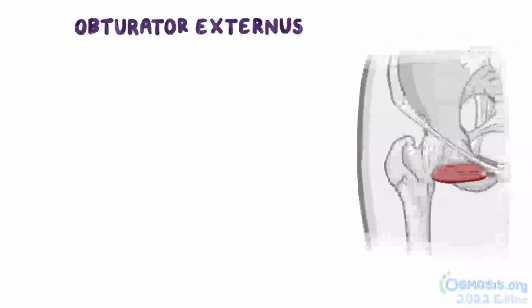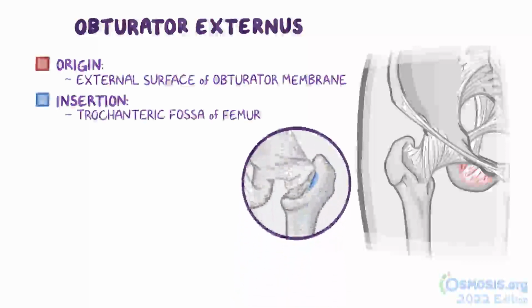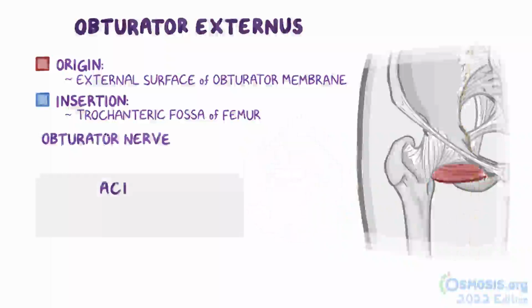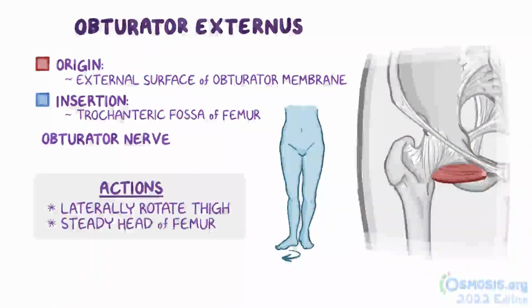And fifth, the obturator externus is a flat, relatively small, fan-shaped muscle that is deeply placed in the superomedial part of the thigh. It extends from the external surface of the obturator membrane and the margins of the obturator foramen to the trochanteric fossa of the femur, passing directly underneath the acetabulum and neck of the femur. It is supplied by the obturator nerve and helps to laterally rotate the thigh and steady the head of the femur in the acetabulum.